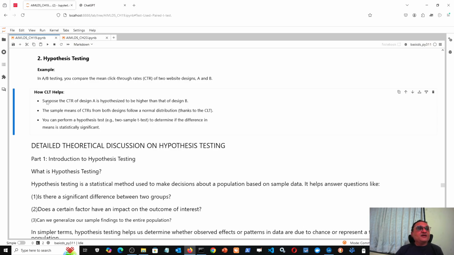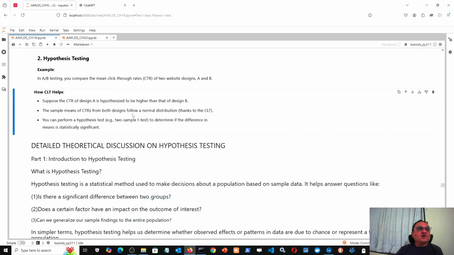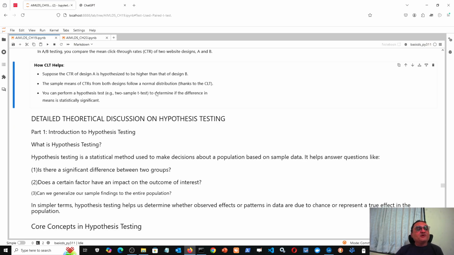Now, how to do this? First, it is hypothesized that the click-through rate of A is higher than the click-through rate of B. So that is what I said here, right? Then the sample means of click-through rate from both designs will follow a normal distribution thanks to the central limit theorem. We are going to do a lot of detailed discussion about hypothesis testing, and every time I will not speak these sentences, but you should understand in each of those cases that the sample means of both follow a normal distribution. That is the root reason why I can do hypothesis testing. So hypothesis testing is made possible thanks to which theorem? Central limit theorem.